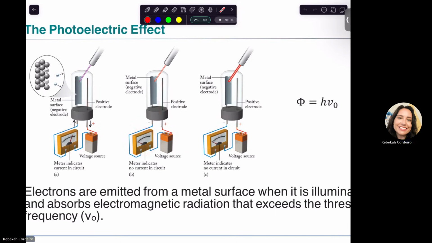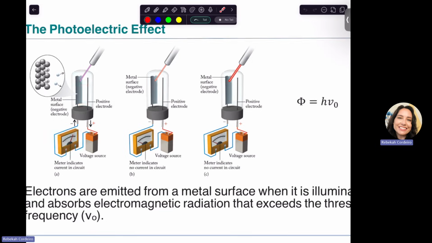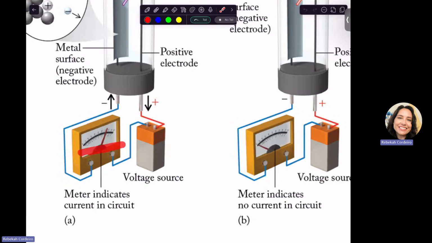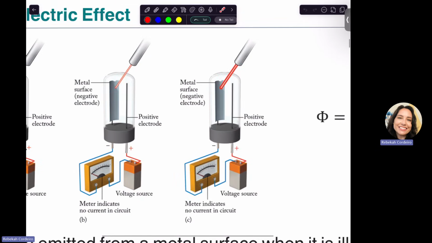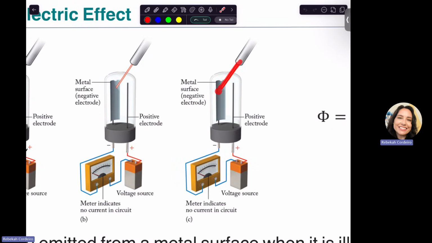So let's say we hit it with violet light. We'll see that we do get some electrons put off in this situation. The meter is showing that we do have some voltage. If we hit it with what looks like red light, it is showing no current. And if we hit it with just brighter red light, it still shows no current.